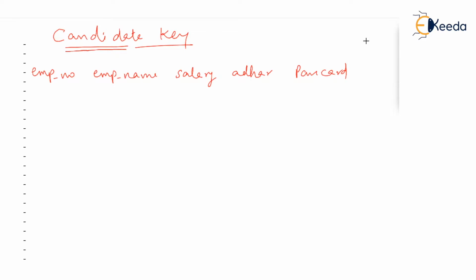In the previous video, we elaborately saw what you mean by primary key. Primary key is a column or set of columns which cannot have duplicate values and which cannot be null. Now what do you mean by candidate key?